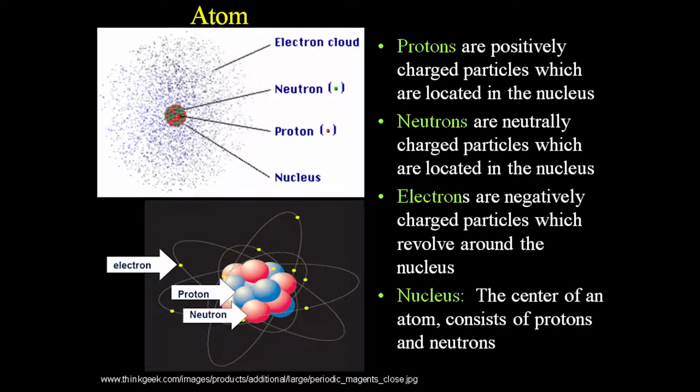Protons are positively charged particles which are located in the nucleus. Neutrons are neutrally charged particles which are located in the nucleus. Electrons are negatively charged particles which revolve around the nucleus. The nucleus is the center of an atom. This consists of protons and neutrons.